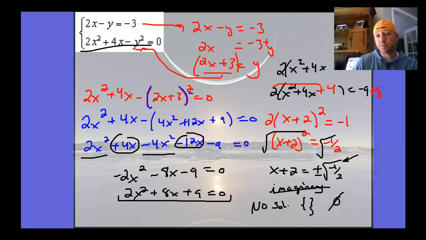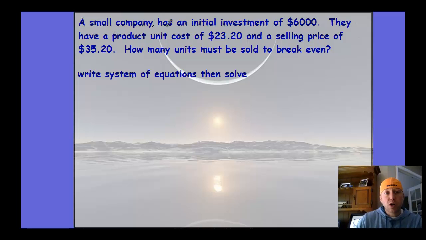So, word problem here: a small company has an initial investment of $6,000. They have a product unit cost of $23.20 and a selling price of $35.20. So it costs them $23.20 to buy or produce that product, and then they can sell it for $35.20. How many units must be sold to break even?